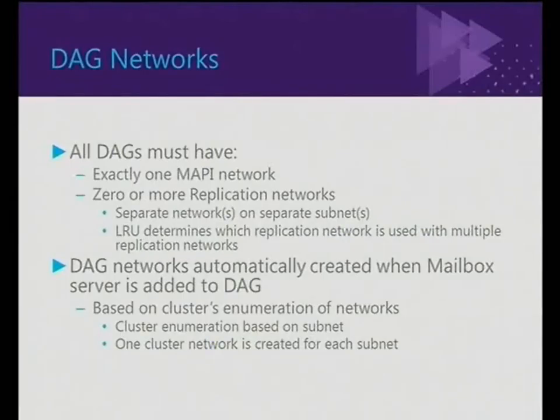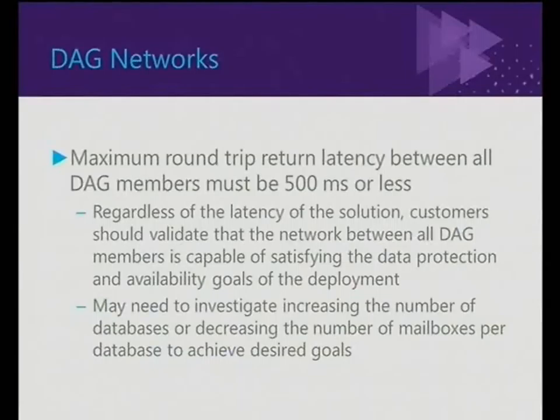So least recently used means I've got data to replicate. Which one of my available replication networks was used least recently? Okay, the one I used way back when, and now I've used some others. That's the one it's going to try to go over. If that one's not available, it'll try another replication network. If all replication networks are unavailable, it will try the MAPI network, as we'll talk about in a bit.